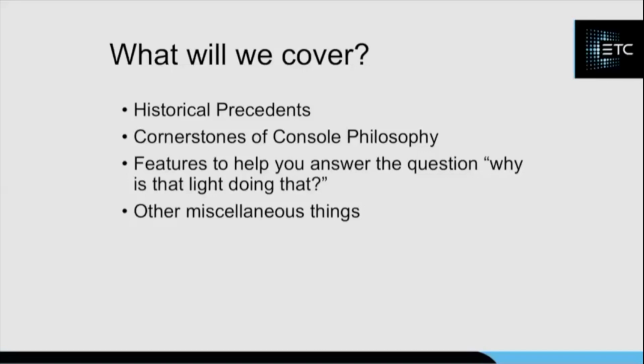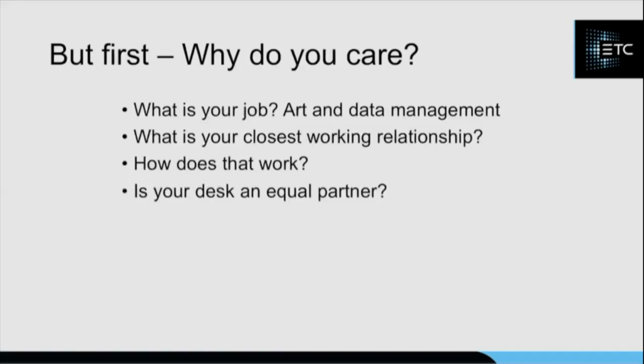Then we'll get into more EOS-specific things with features that are specifically designed to answer the universal question of why is that light doing that? Because this is all about channel level control and understanding why the light is responding in a certain way based on how you edit it, how you record it, how you play it back. And then we'll just talk about some other miscellaneous things as well. And we'll take breaks periodically where Sam is curating questions, and we will do the best we can to get to those.